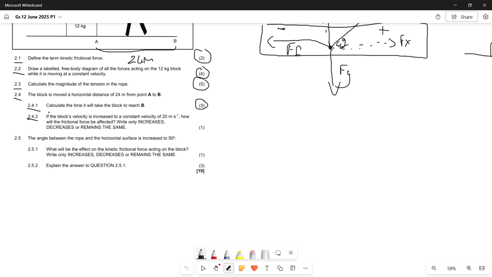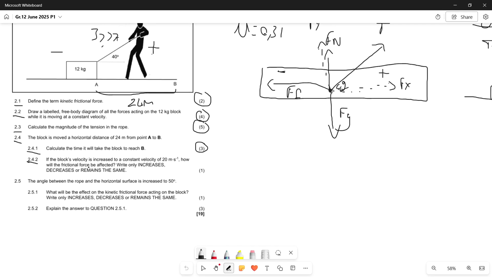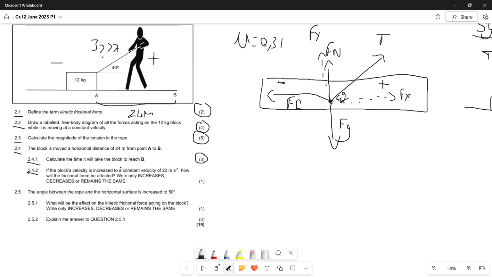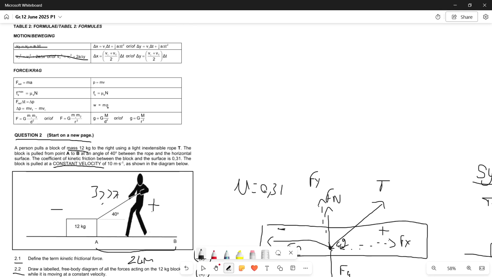So 2.4.2 now, it says if the block's velocity is increased to a constant velocity, so no acceleration still, of 20 meters per second to the -1, how will the frictional force be affected? The frictional force, right, only increases, decreases, or remains the same. So with these sort of questions, it's very good to go to the formula.